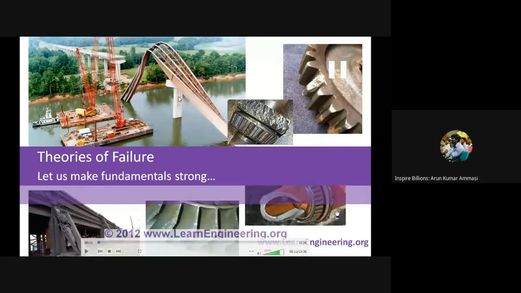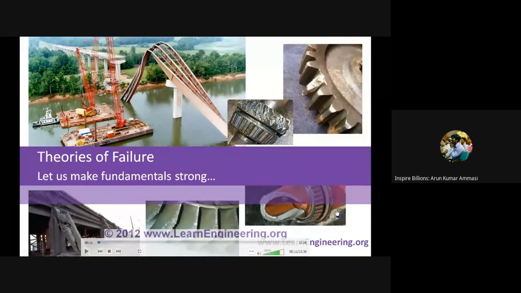So here you could see different assemblies. Here you could see a steel bridge, and you could see the cross section of the steel bridge. Here you could see a mechanical assembly, a gear assembly. Here you could see an assembly in the turbines. Here you could see on the left bottom, a bridge fails, right?